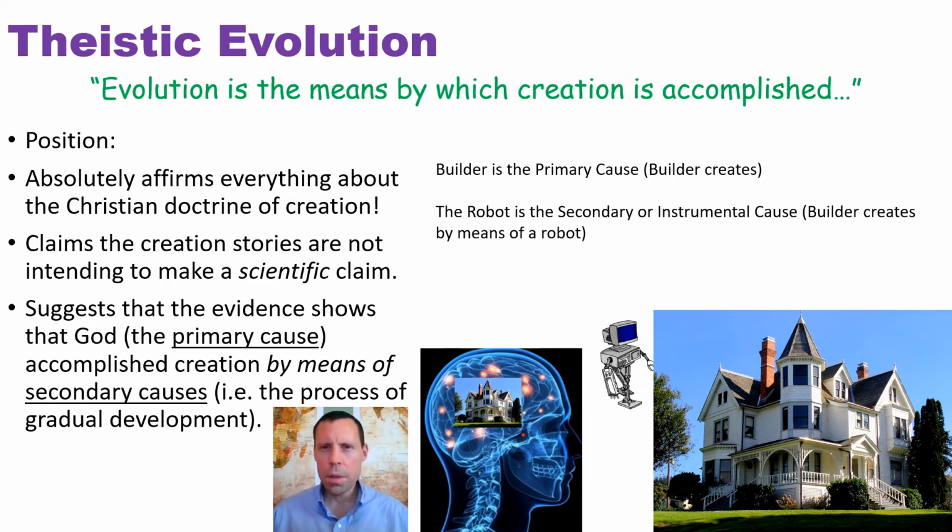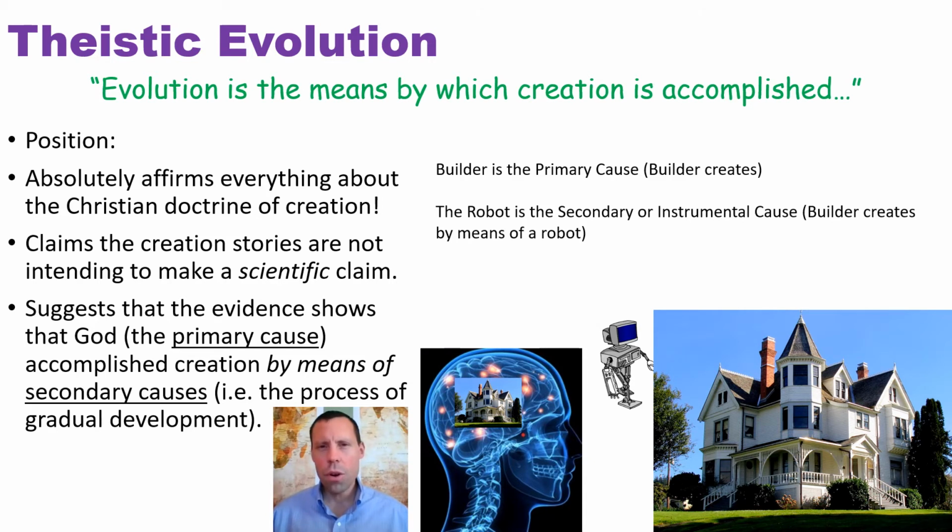Let's think of it in terms of a builder building a house. This is our builder here, and you can see in his mind a picture of a house. That's the final cause or the end, the goal toward which he's working. He has a picture in his mind of that house. Now, this builder sets out to accomplish the building of the house. The builder could himself build the house, or the builder could use tools to build the house. What if, in this case, the builder invented a robot that was capable of house building? He programmed the robot to build a house exactly how he wanted the house built, and the robot then accomplished the building of the house exactly as the builder wanted that house to be built.